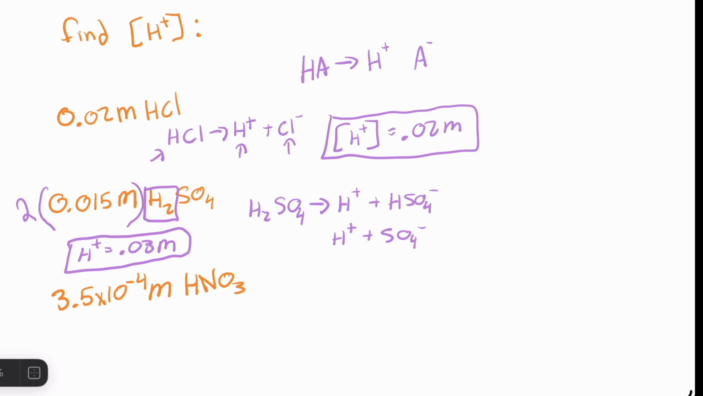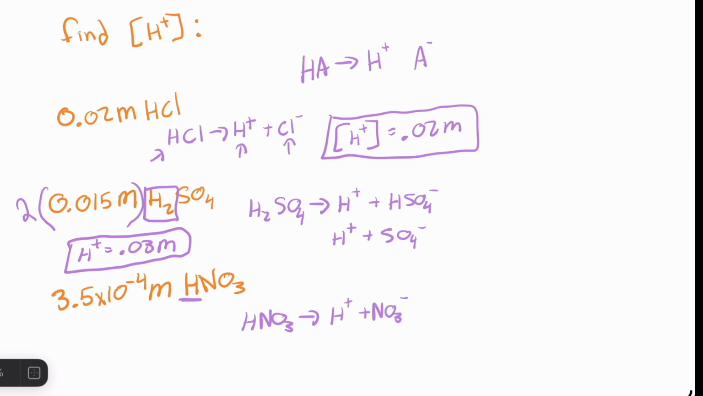Let's look at one more. If we have 3.5 times 10 to the negative 4 molar, so very low concentration of HNO3, what is the proton concentration? Again, we see we only have one hydrogen in this strong acid, so our dissociation equation is going to look like HNO3 dissociating into H plus and NO3 minus.